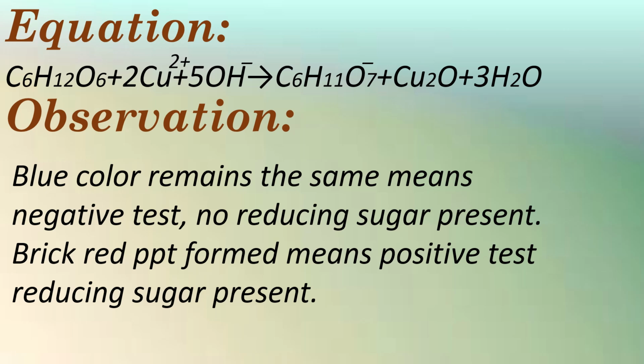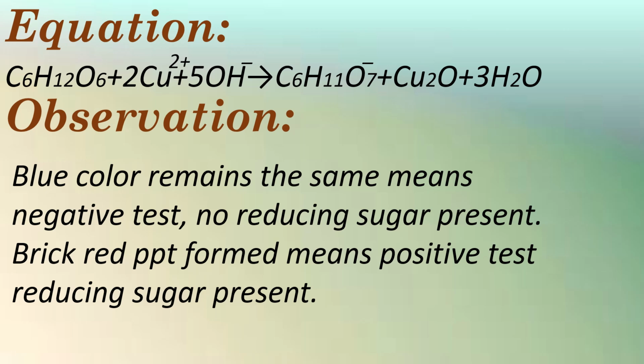This is an oxidation reduction reaction, that is a redox reaction, and 1 mole glucose produces 1 mole copper oxide. This is the mole ratio between them. Initially the copper solution is blue because it contains copper sulfate, and after the reaction the solution becomes brick red because of copper(I) oxide.